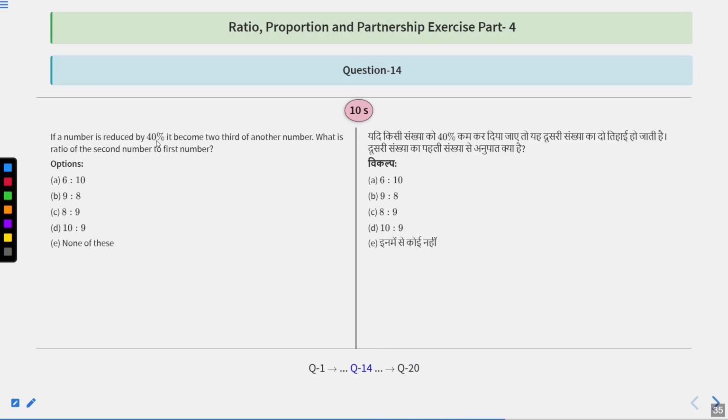If a number is reduced by 40%, it becomes 2/3 of another number. What is the ratio of the second number to the first number? Clear? You have 5 options and 10 seconds to analyze the question. Your time starts now. Now time's up. Let's see the solution.